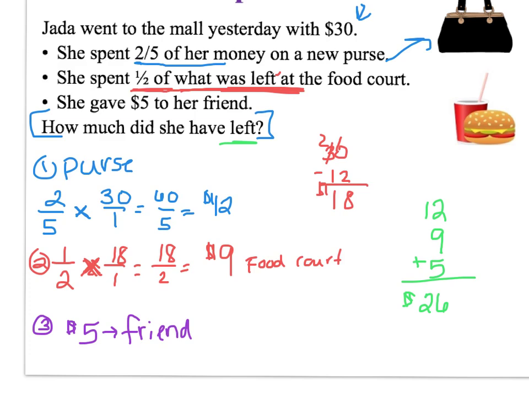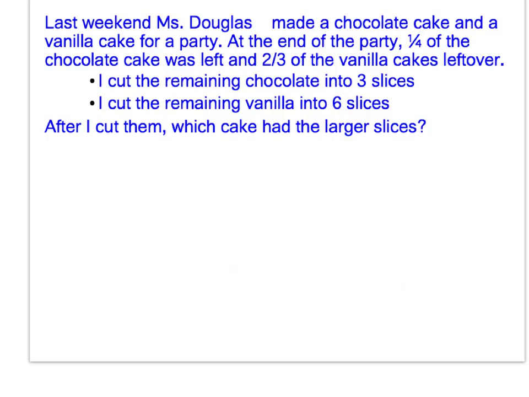I need to know what she has left. So I'm going to subtract 30 minus 26. So she has $4 left for herself. And as always, if you are confused at all, raise your hand for help. Alright, solve this last problem now.